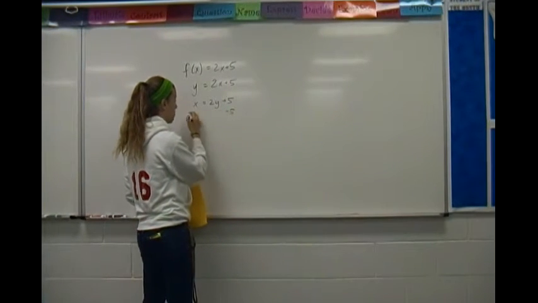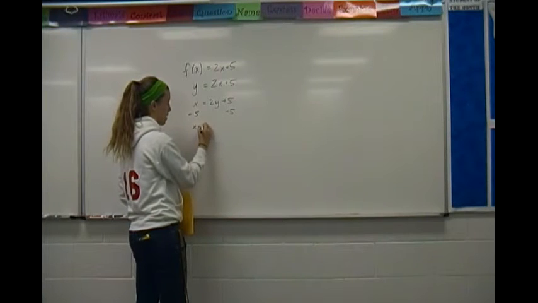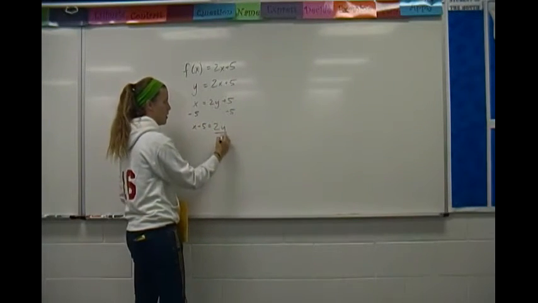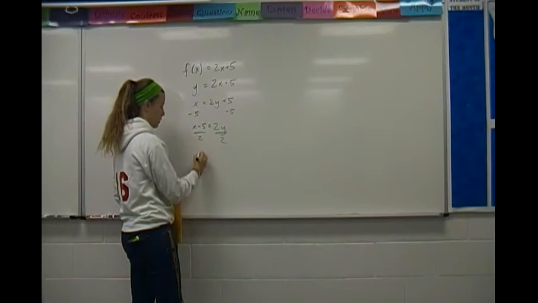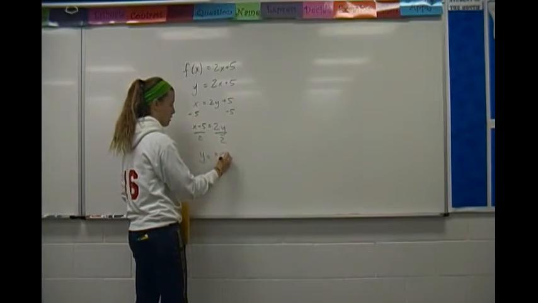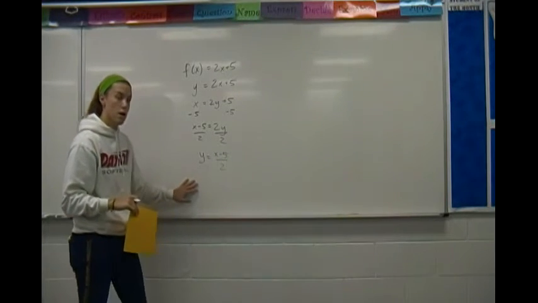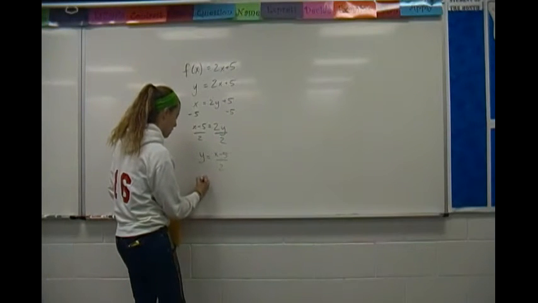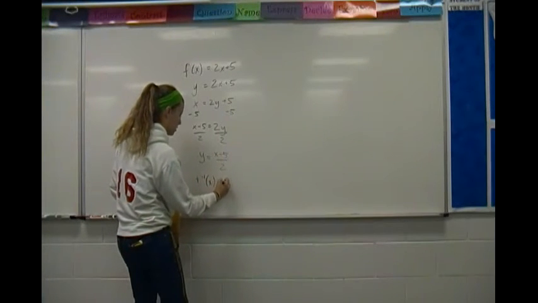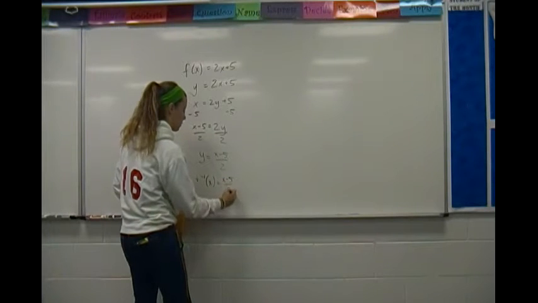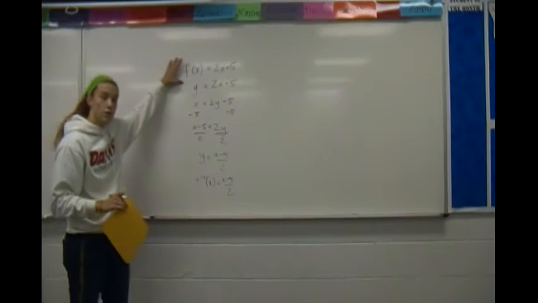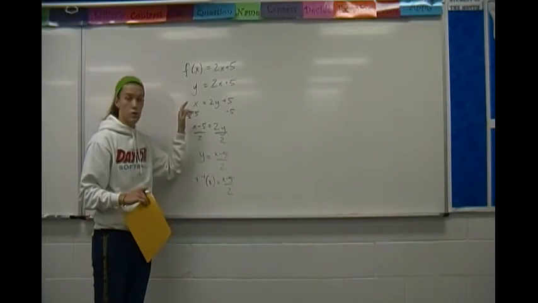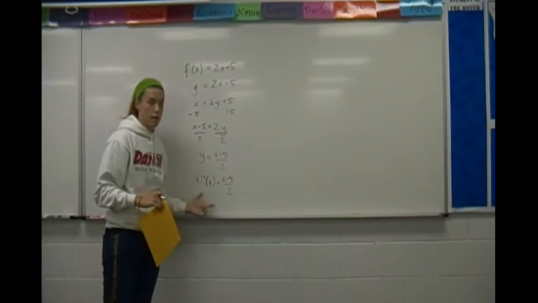So we're going to subtract the 5, get that away from the y. So we have x minus 5 equals 2y. And then we want to divide everything by 2, so we get y by itself. So y equals x minus 5 over 2. And the final step for finding an inverse is using that inverse notation. So in this case, we have f inverse of x is equal to x minus 5 over 2. So again, we started with our original equation, and we wanted to find the inverse of it. So we made sure we swapped x and y, and then solved for y.